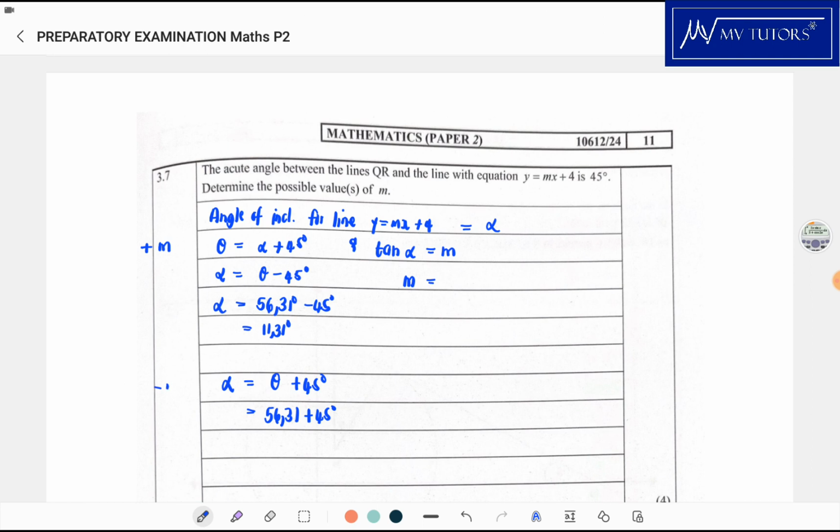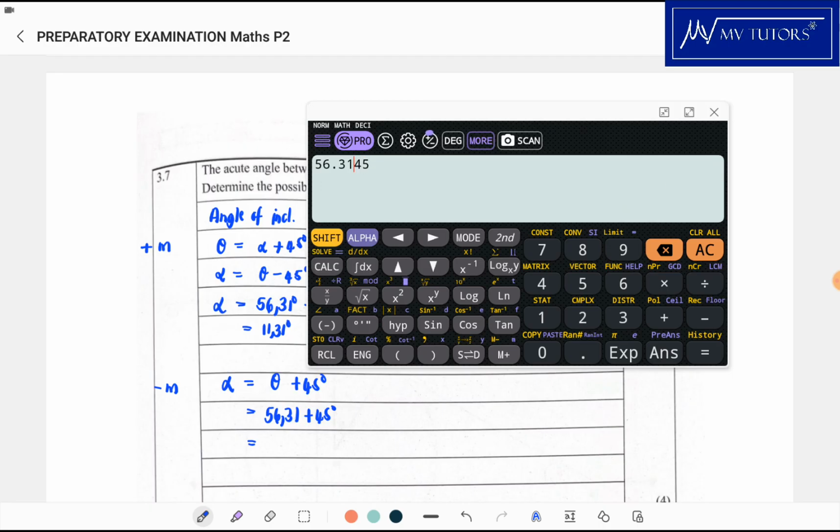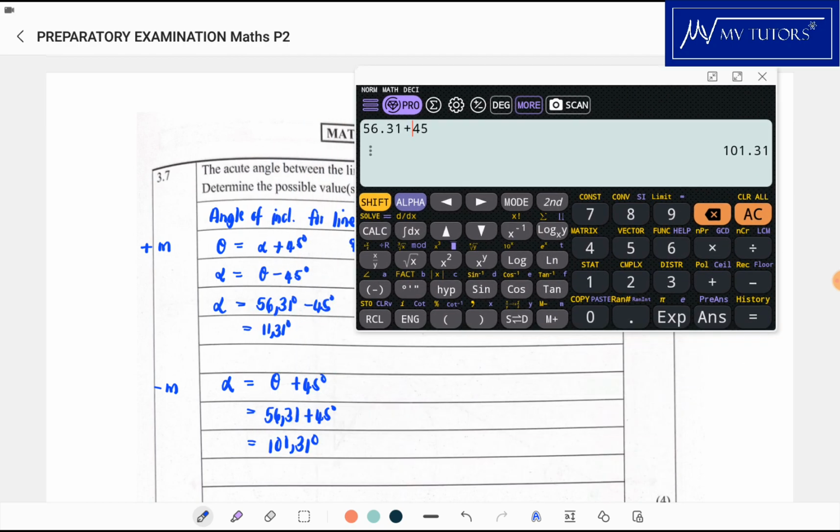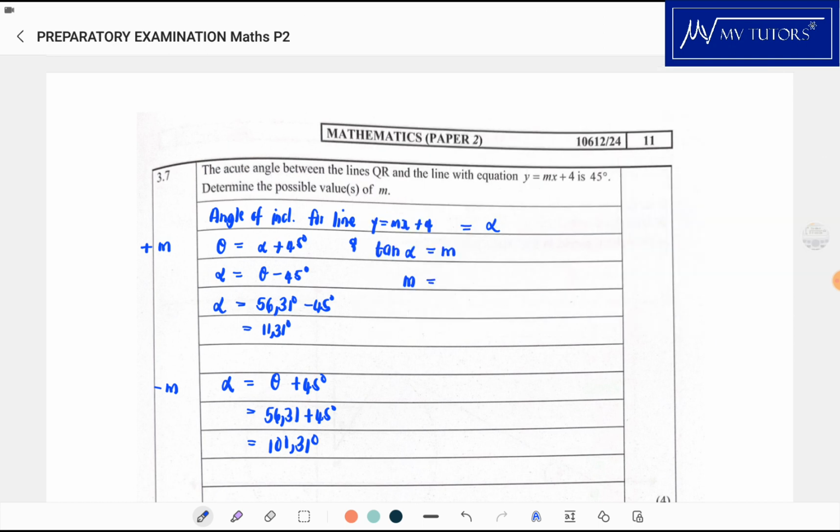Okay, so let's see. If we have a plus 45, it's 101,31 degrees. All right, and then we're looking for tan alpha. So if we say tan of 56,31, it's already rounded off, so it shouldn't matter. But yes, after that, I get that the gradient is 0,2. That's one possibility if you have a positive gradient.